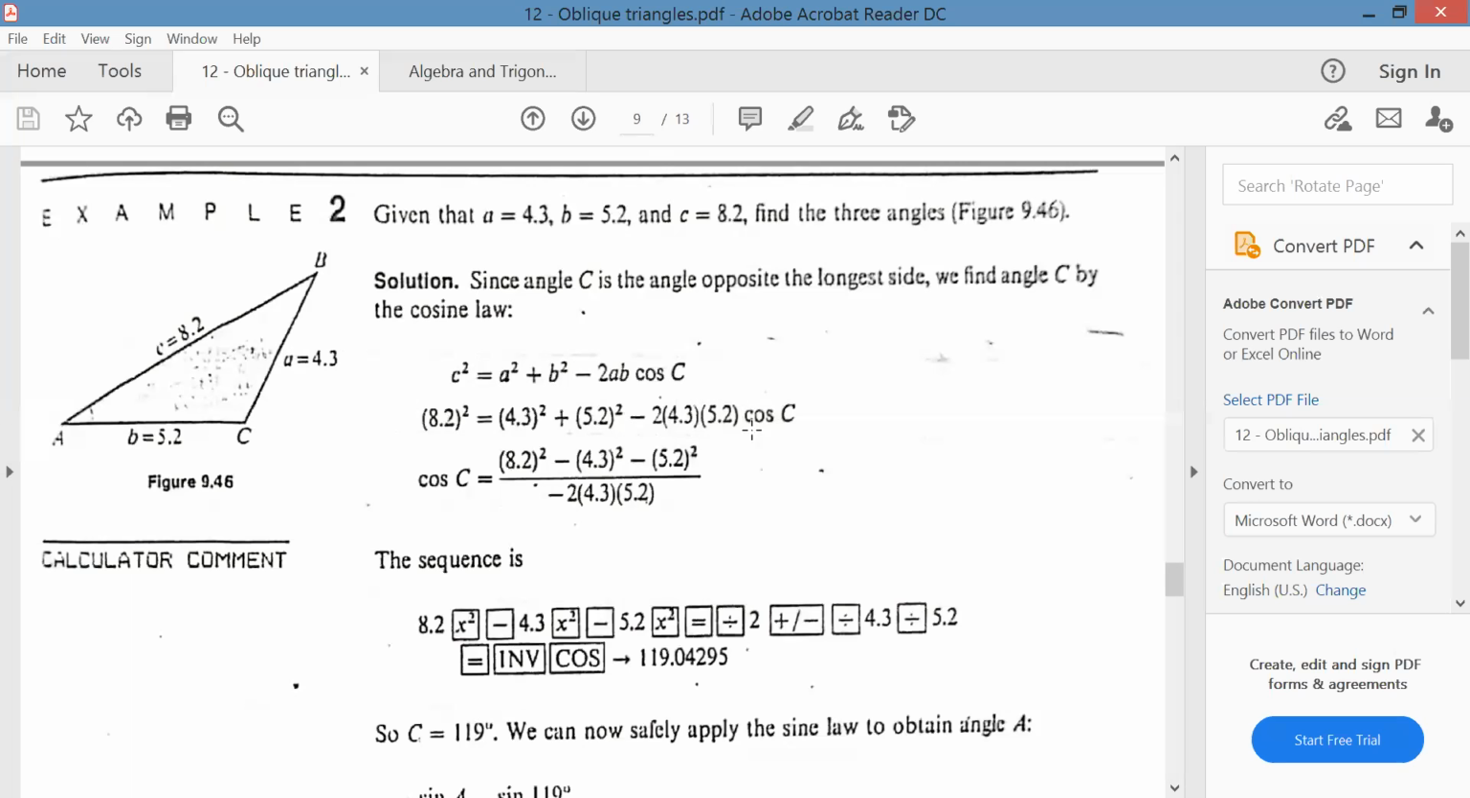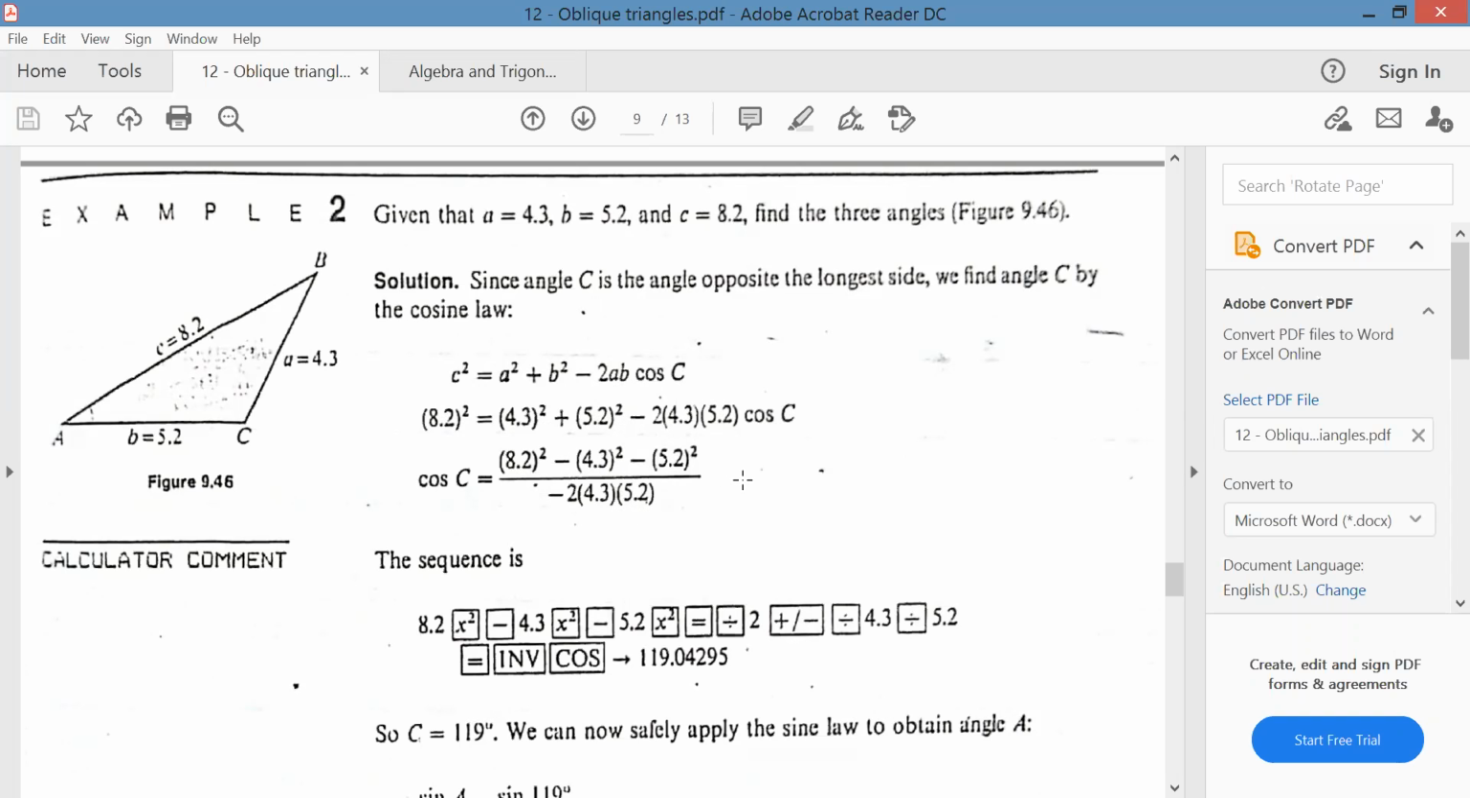Now, the author is directly telling you to shuffle these two terms to the other side. So 8.2 is here as it is. Once you shift this term to the left side, it will come with a minus sign. Again, this term is shifted to the left side, again with a minus sign, okay? And this term will be divided because it is a multiple of cos C. So dividing the whole numerator by minus 2 times 4.3 times 5.2, okay?